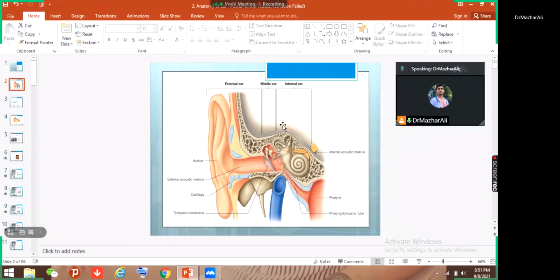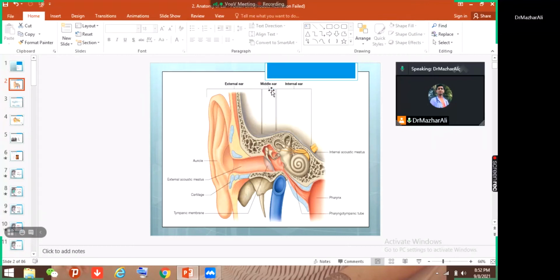The external ear, as you can see in the picture, is the outside part. It is made up of a cartilaginous part as well as a bony part. This is the auricle, and this is the cartilage. Some glands are present here, and wax is also produced here. So this is the external ear, and this one is the middle ear.